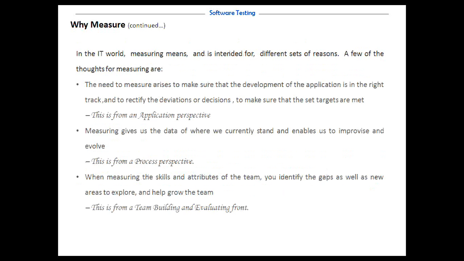The need to measure arises to make sure that the development of the application is on the right track and to rectify the deviations or decisions to make sure that the set targets are met. Now, this is from an application perspective. Measuring gives us the data of where we currently stand and enables us to improvise and evolve. This is from a process perspective. When measuring the skills and attributes of the team, you identify the gaps as well as new areas to explore and help grow the team. This is from a team building and evaluation front.